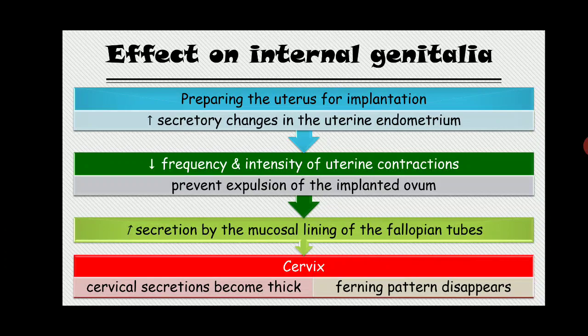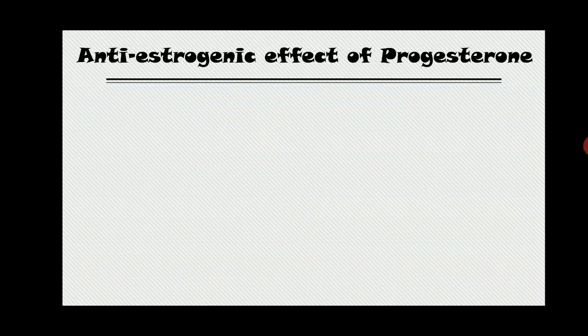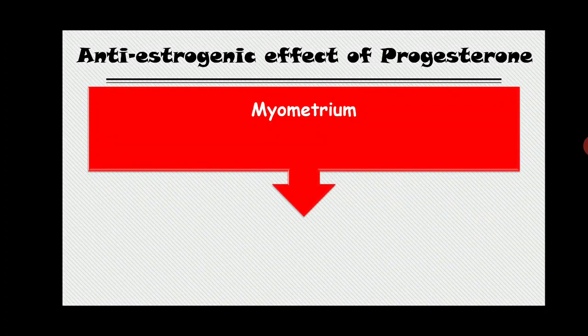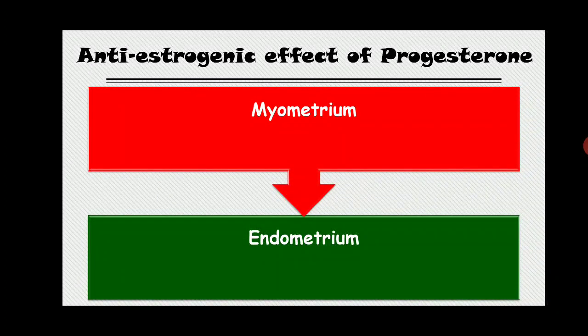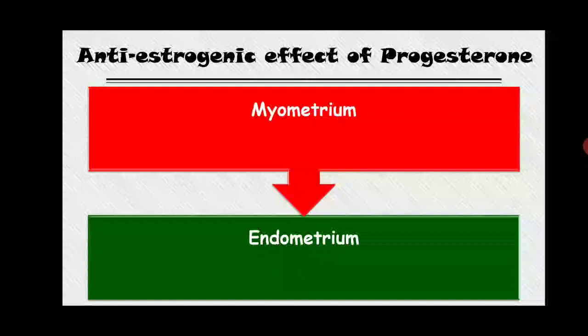Now, as I told you, the most important action is the anti-estrogenic effect of progesterone. It has two anti-estrogenic effects: one over the myometrium, another over the endometrium. Now what are the effects on the myometrium and what are the effects on the endometrium? See, all the effects of progesterone are designed in such a way that pregnancy is prolonged, right? It prevents premature labor, it prevents the expulsion of the implanted ovum, right? So in order to do that, what does progesterone do?